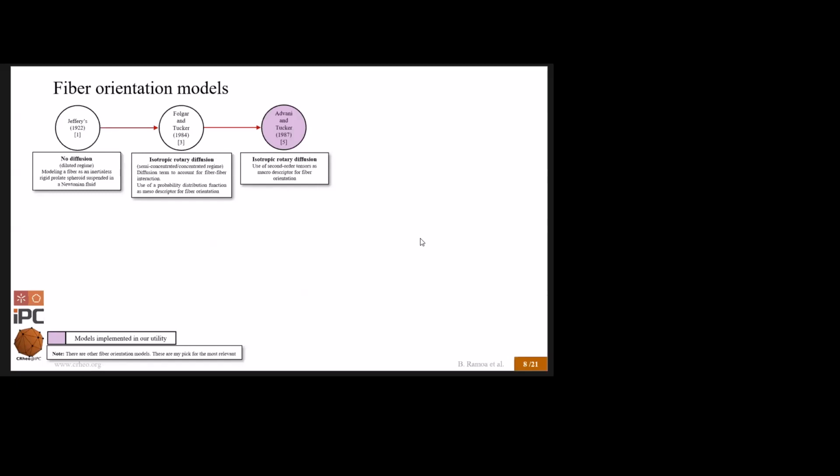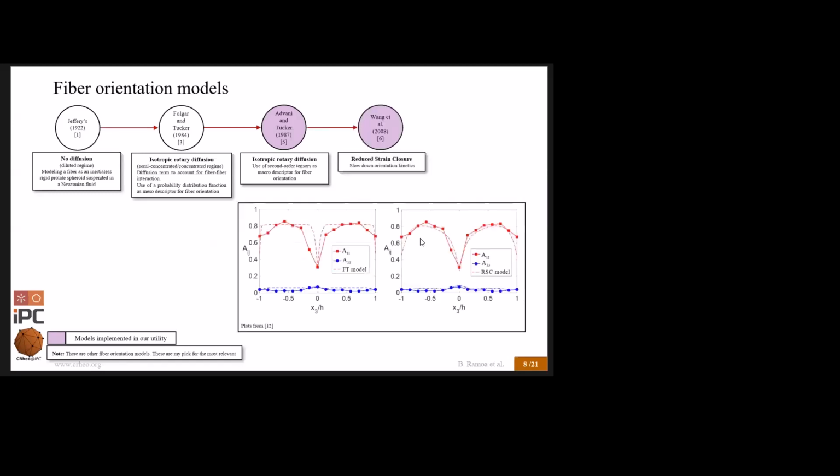Over the last 40 years, several other models have appeared in literature to compensate for discrepancies in these current versions of orientation. So in 2008, Wang and co-workers noticed that the model used by Folgar and Tucker was predicting the orientation too fast, so they developed a formulation for slowing down the kinetics of orientation. They were working with short fibers, so the isotropic rotary diffusion model was still okay.